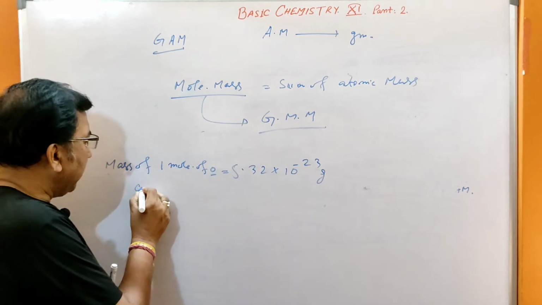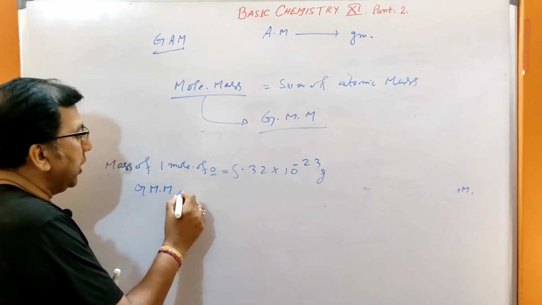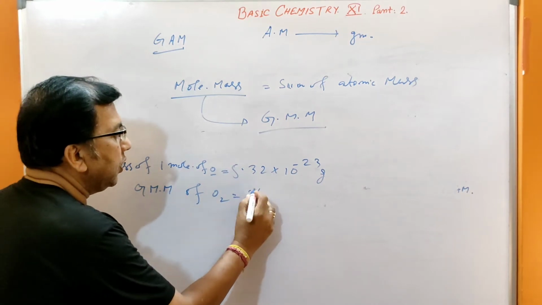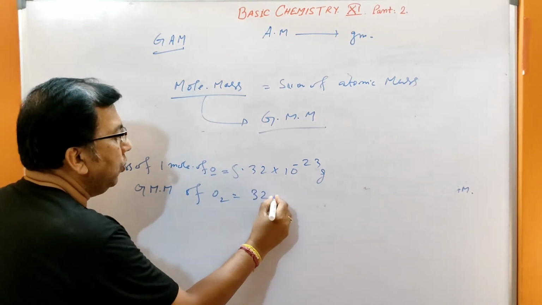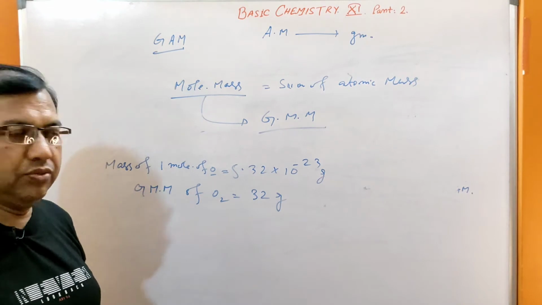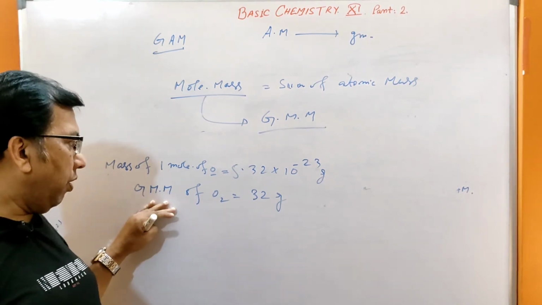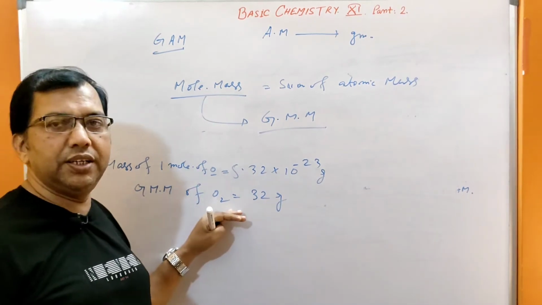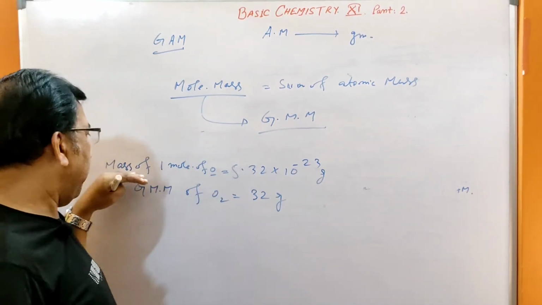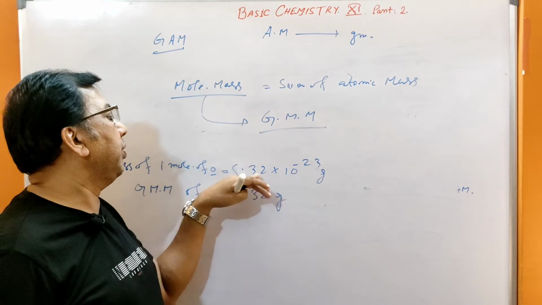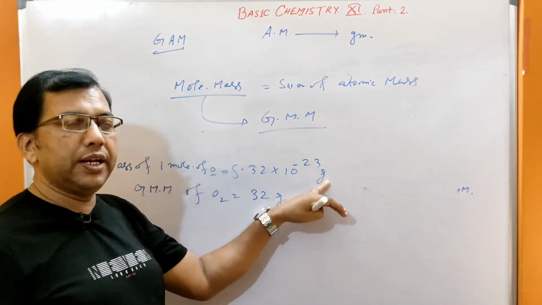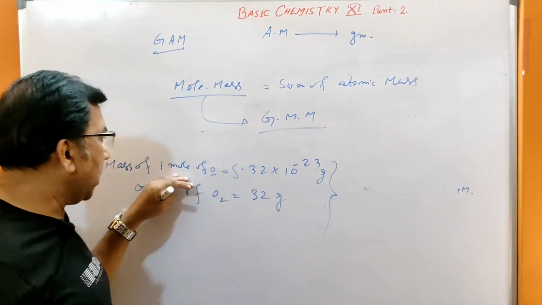But gram molecular mass, GMM, of O2 equals कितना? 16 × 2, 32 gram. Clear? Gram molecular mass of one molecule of oxygen equals 32 gram, while the mass of one molecule of oxygen is 5.32 × 10 to the power minus 23 gram.